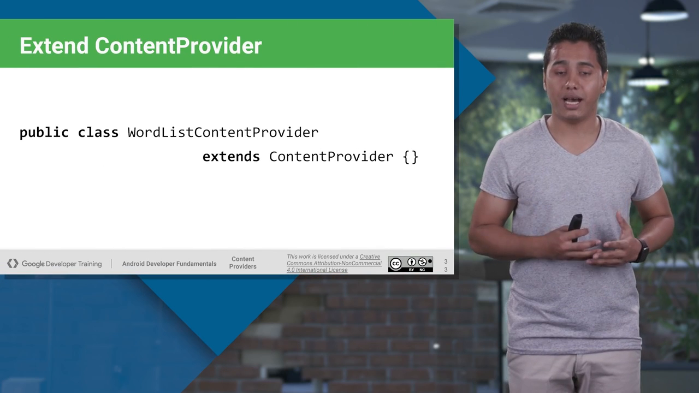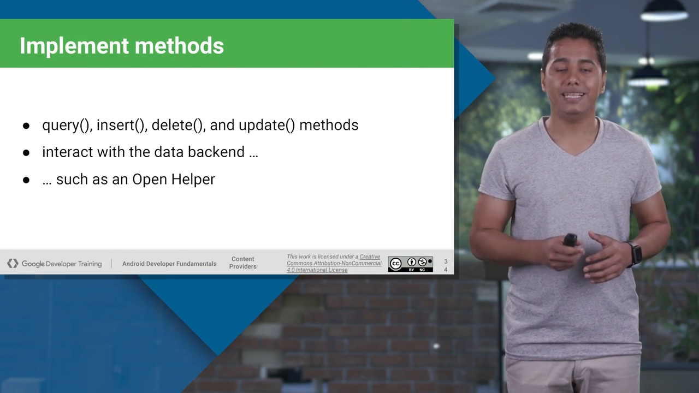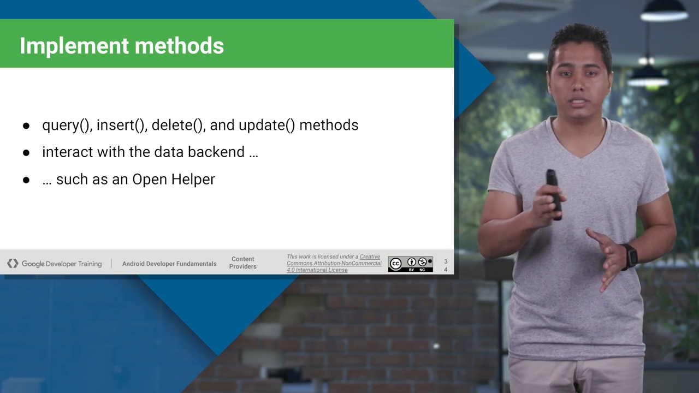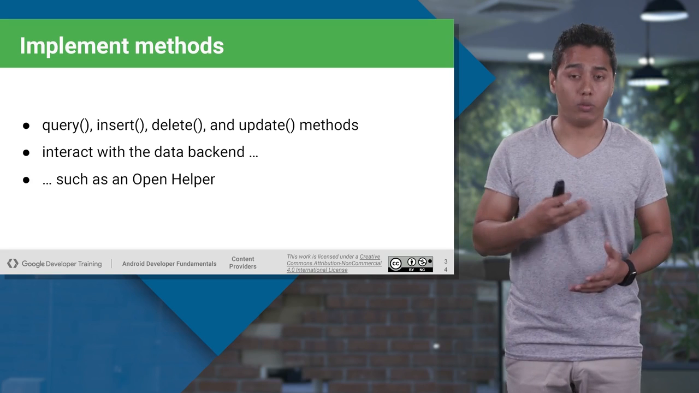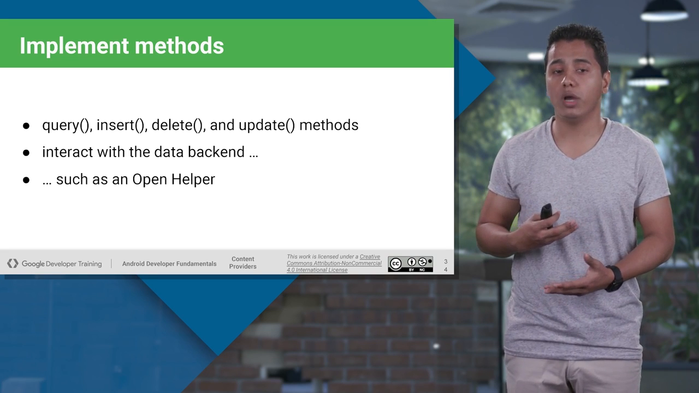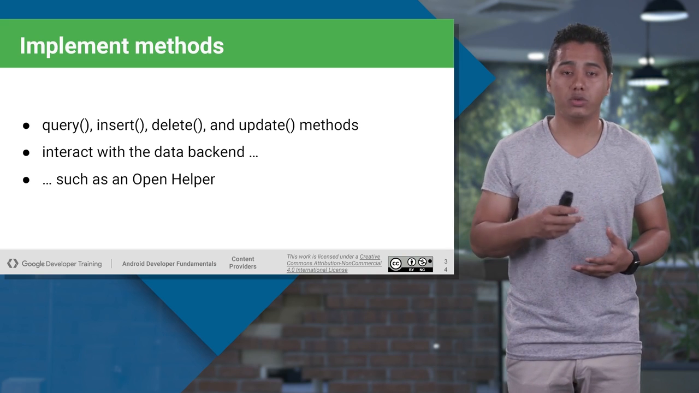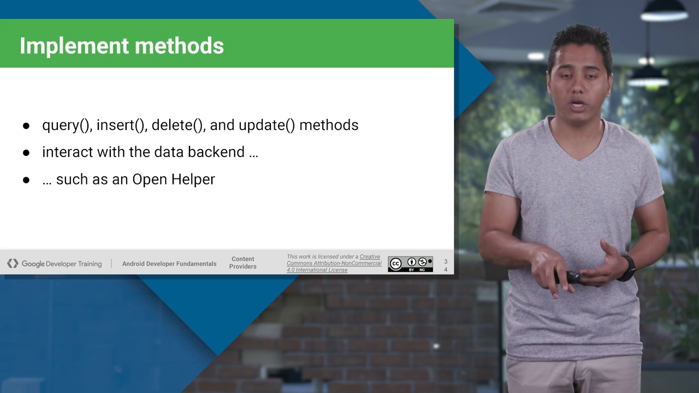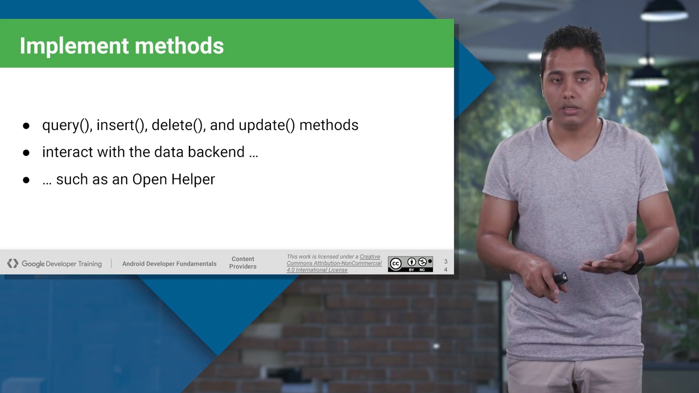So you will be creating a class by extending the class named ContentProvider, and then you have to implement these methods there: query, insert, delete, update, and then interact with the backend data. And what is the backend data? That's the SQLite open helper class which you have created already. So you have to interact within these methods. You have to call those methods which are defined in your SQLite open helper class, and do the functionality respectively.